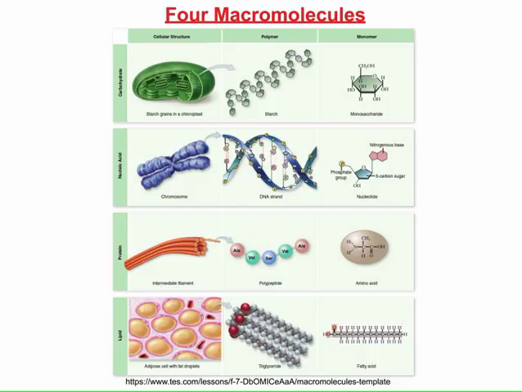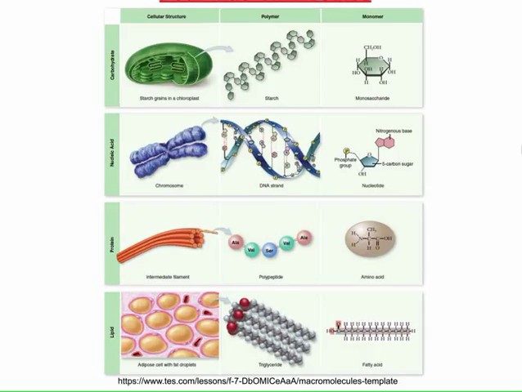Then you learned about the four macromolecules. The four macromolecules are carbohydrates, nucleic acids, proteins, and lipids. We're not really going to go into too much depth with carbohydrates. You learned that sugars are made through photosynthesis. So the monomer of carbohydrates is sugar. And the polymer, when you link a bunch of sugars together, you get starch.